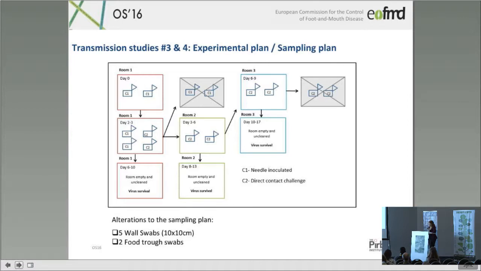So we have 3 rooms: one with the inoculated donors, one with the direct contact donors preclinical, and one with the direct contact donors clinical. And just to note that the sampling plan changed slightly: we decided to take 4 wall swabs, from the floor, using the 10 by 10, and 2 from the food trough.